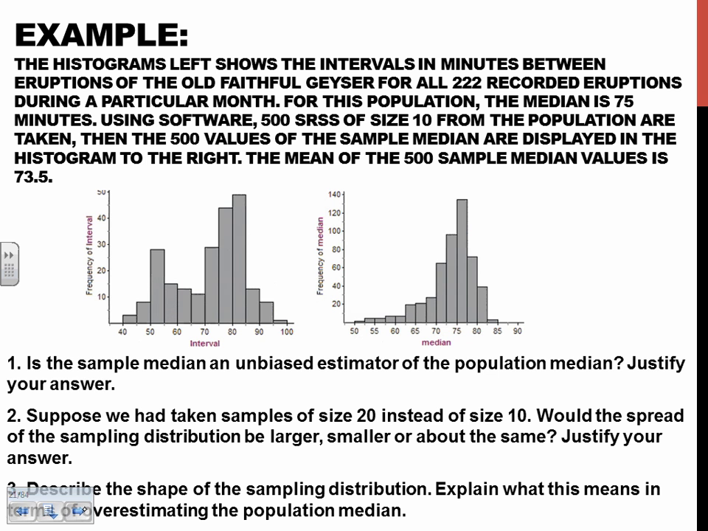The mean of the 500 sample median values is 73.5. So the mean of the medians is 73.5. So is the sample median an unbiased estimator of the population median, and justify your answer?